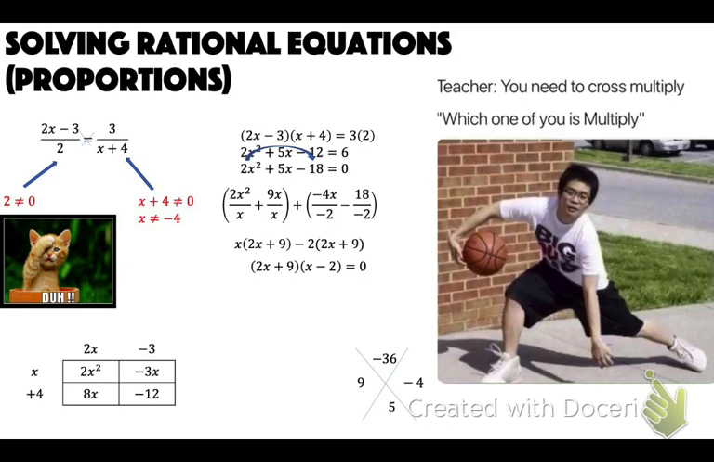And those are equal to 0. So then we set each equal to 0. You get x equals negative 9 halves. And this one equals 0, you get x equals 2.